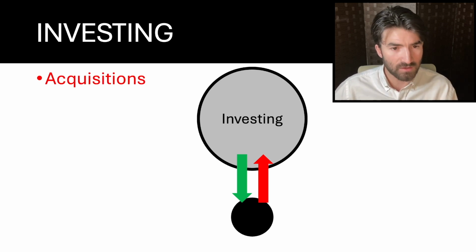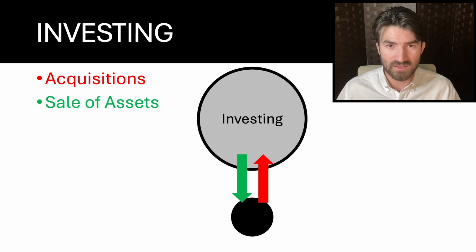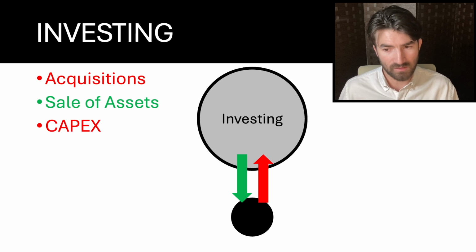So this one, the first thing I put was acquisitions. If they're buying other companies, that's usually going to be in the investing cash flow. Sale of assets is kind of the reverse of that, where they're generating cash from selling their stuff, right? And then CapEx is always a cash outflow, right?